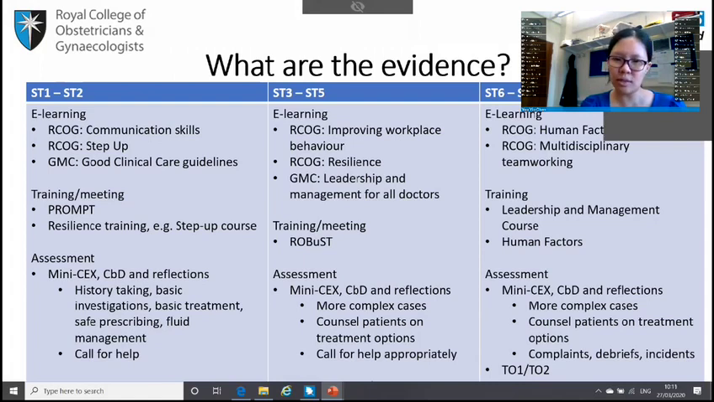So I kind of split it to ST1, 2, 3, 4, 5 in the intermediate, and then ST6 to 7. As you can see, ST1, 2 is more of the observational, very basic things, and there are a lot of e-learnings more appropriate to your level. In ST3 to 5, you are expected to be more involved in complex cases, but you will be seeking help. And obviously ST6 to 7, you'll be leading the case itself in the more complex cases. You will notice that a lot of leadership and human factors are coming in. So you'll be leading the case instead of observing the case.